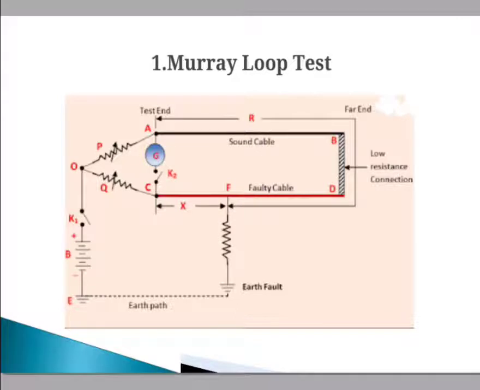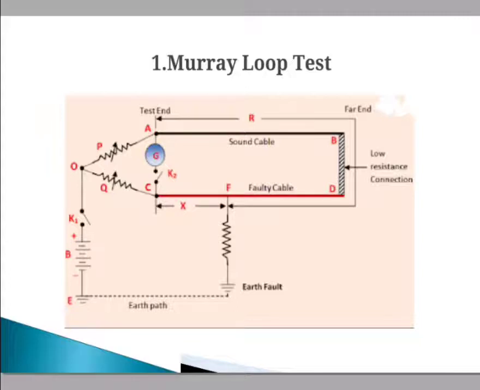Assuming that the two cables have the same cross-sectional area and the same resistance, that is R ohm per meter, the resistance between point F and A is (2L minus X) R ohm. Between C and F it is X R ohm, and P and Q are the decade resistance boxes.